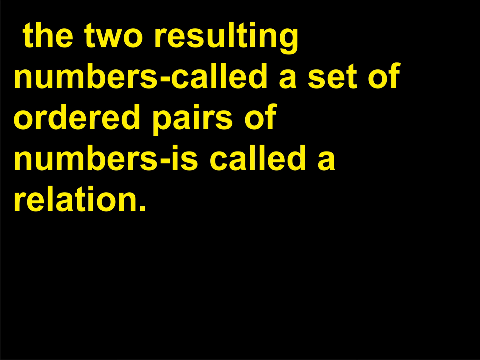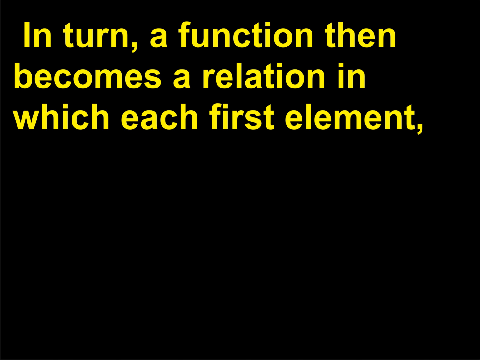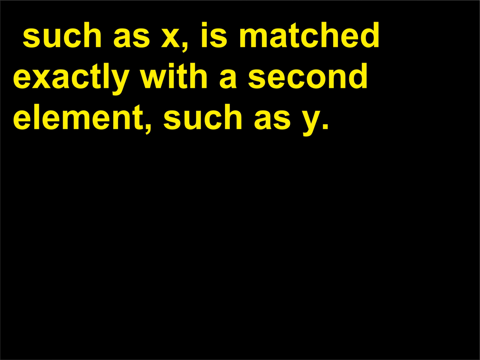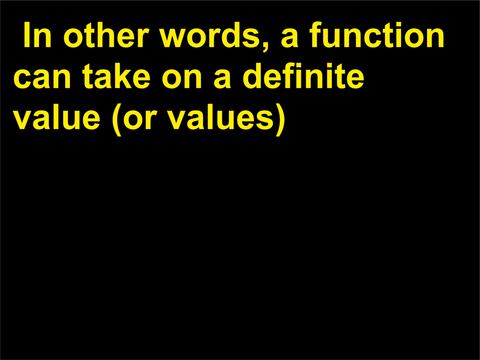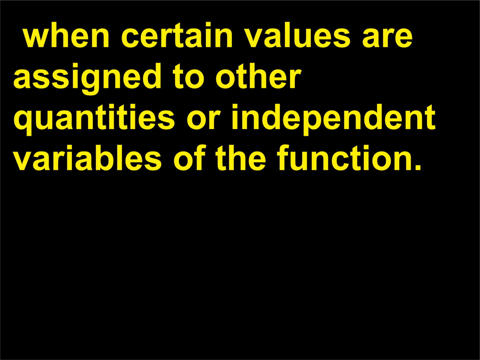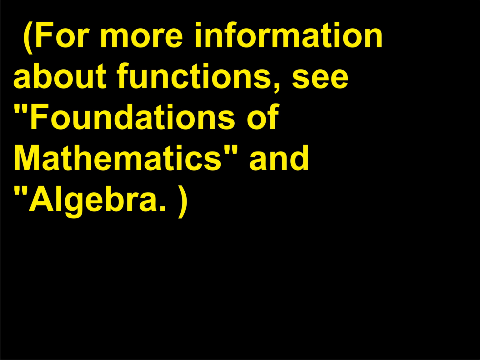The two resulting numbers, called a set of ordered pairs of numbers, is called a relation. In turn, a function then becomes a relation in which each first element, such as x, is matched exactly with the second element, such as y. In other words, a function can take on a definite value, or values, when certain values are assigned to other quantities or independent variables of the function. For more information about functions, see Foundations of Mathematics and Algebra.